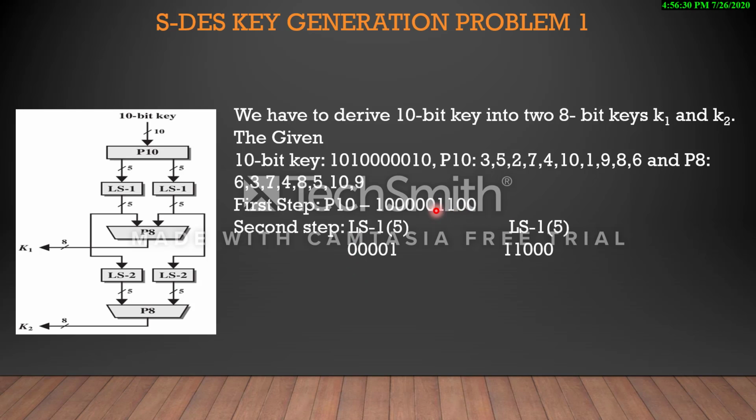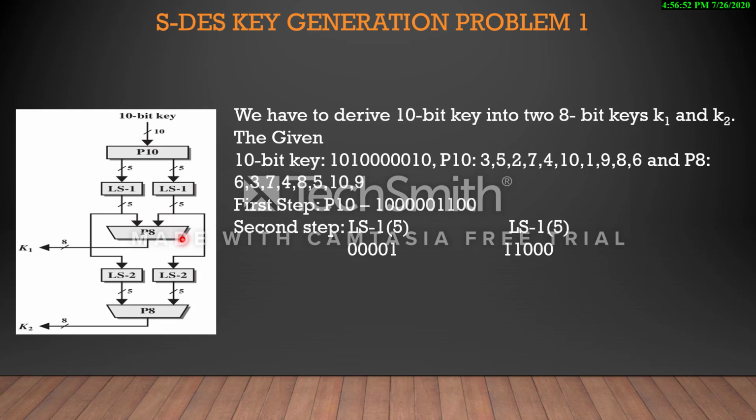What is the next half part? 0, 1, 1, 0. Then again we are going to do the left shift 1 for this 5 bits. Then this 0 will come here. Then what is the output of this? 1, 1, 0. So now we are getting the output of this LS1 part and this LS1 part, and these two are the outputs of the two LS1.